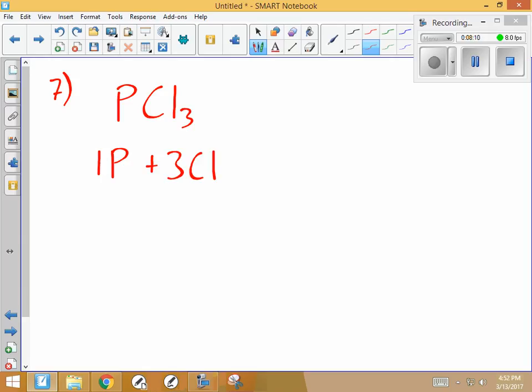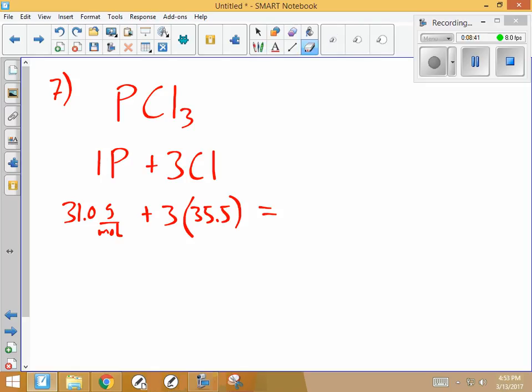Phosphorus has an atomic mass of 30. Let's just call it 31.0. We'll use 3 significant figures here. 31.0. And we'll have 3 chlorines, and they have a mass of 35.5. So remember, this is 31.0 grams per mole. And so is this, 35.5 grams per mole. That's a molar mass.